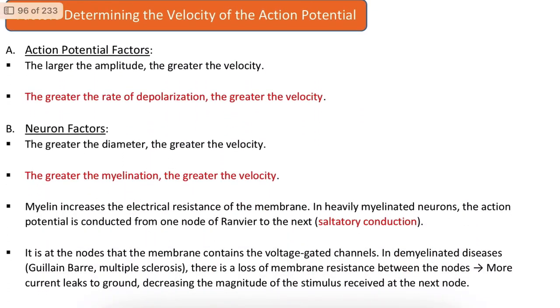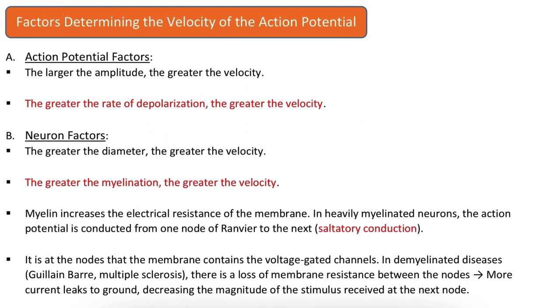Next, we are going to discuss factors determining the velocity of the action potential. The first factor is amplitude. The larger the amplitude, the stronger the electrical force, faster conduction, a faster rate of depolarization with faster sodium influx, and faster propagation of the action potential.